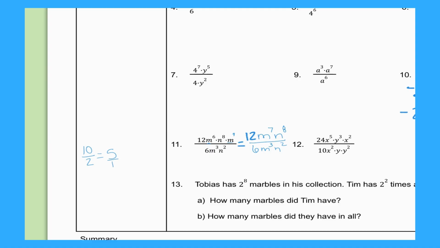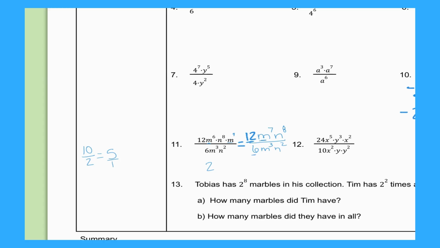So on number 11 here, let's go ahead and take care of this 12. The 12 and the 6, those are regular numbers, but they're not matching bases. One base is 12, one base is 6. So I can't use the exponent rules. So instead, we're just going to divide like normal. 12 divided by 6 is 2. And technically that is in the numerator.